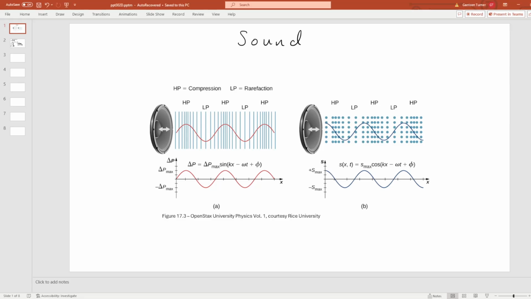We now start our discussion on sound. And to start, we talk about what sound is and how sound is produced. So the first thing to note is that sound is a longitudinal wave.